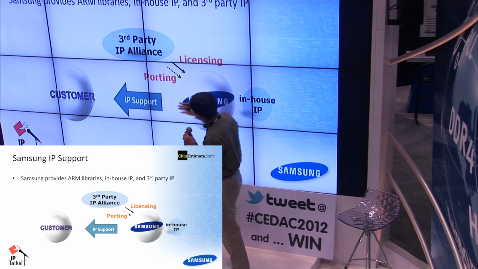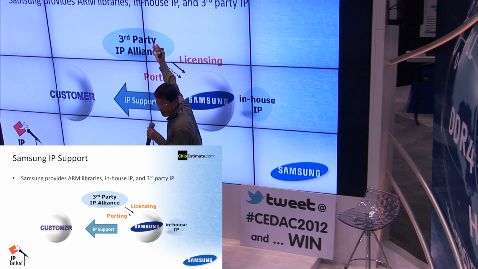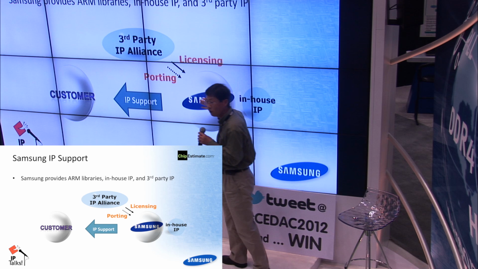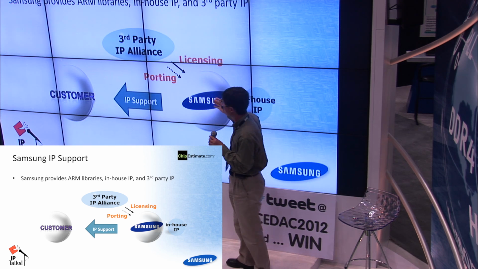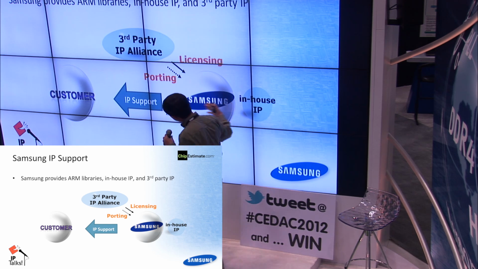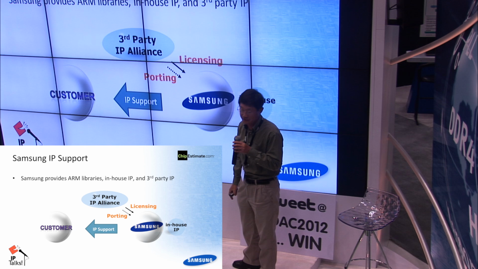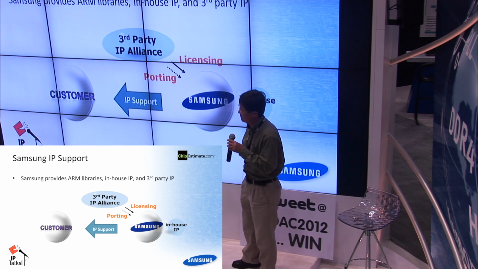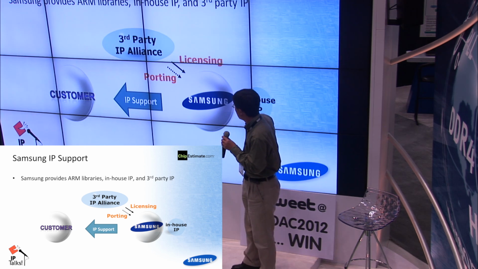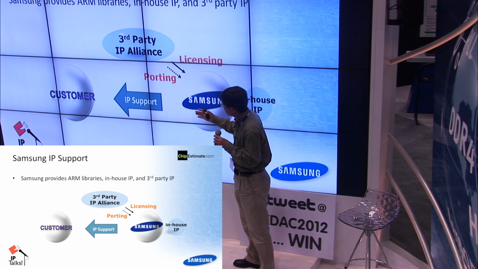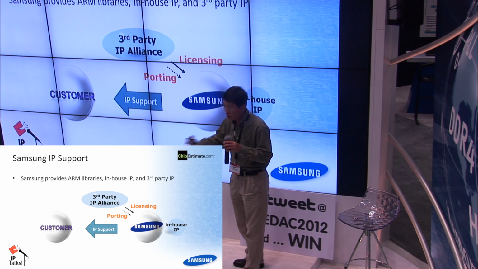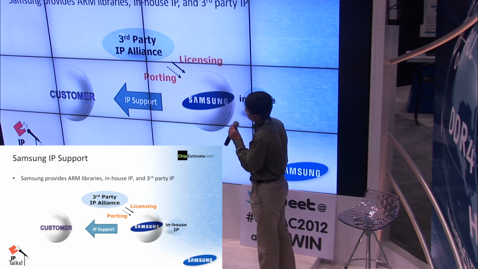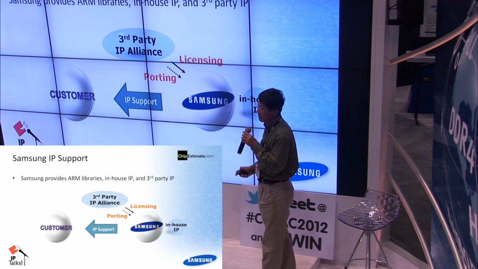Then from the customer's view, they don't see the third-party IP vendors. Samsung takes all the ownership and all the responsibility for the IPs. So from the customer's perspective, all the IPs come from Samsung, not from other third-party IP vendors. Since the IP comes from Samsung, Samsung guarantees the function, quality, and everything. So that is one of the strong points of Samsung IP support.